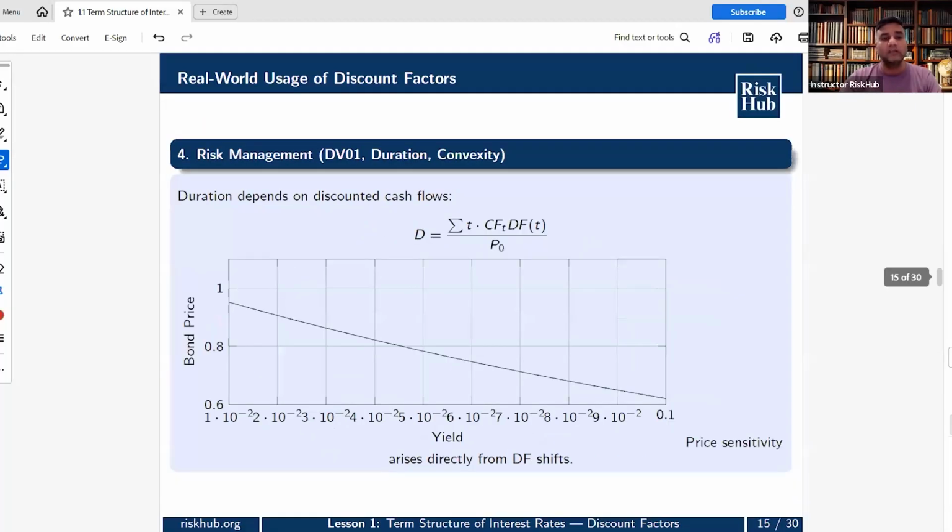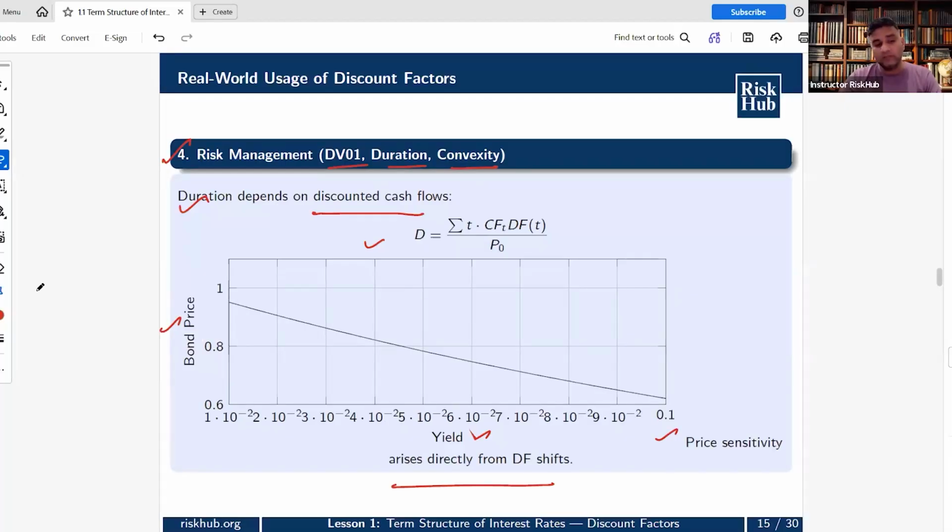Okay, then we get into the next part, risk management: DV01, duration, convexity. Duration depends on discounted cash flow, which is this. Bond price and yield arise directly from the shifts, right? So one duration formula, one chart, and one caption. Duration is equal to capital D equals the sum of t times CF sub t times DF of t, all divided by P naught.